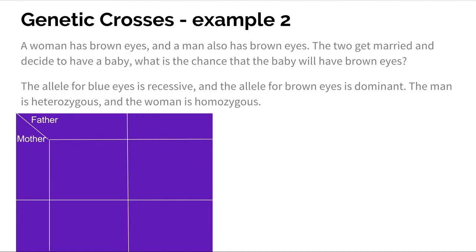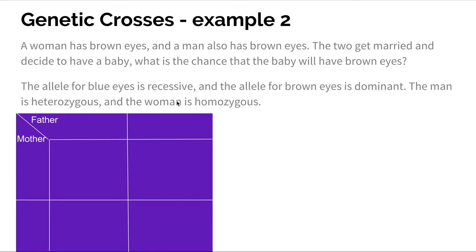Next. A woman has brown eyes and a man also has brown eyes. The two get married and decide to have a baby. What is the chance that the baby will have brown eyes? Now the allele for blue eyes is recessive, the allele for brown eyes is dominant. The man is heterozygous, the woman is homozygous.